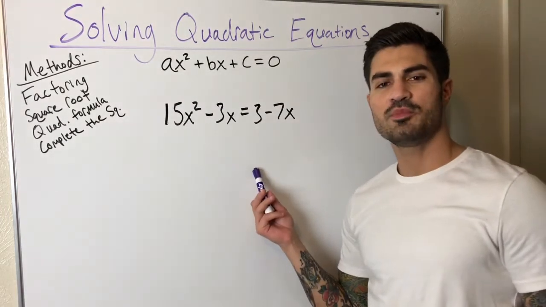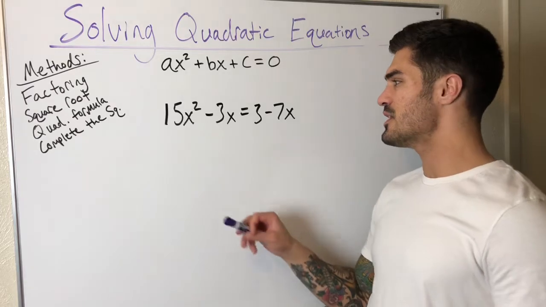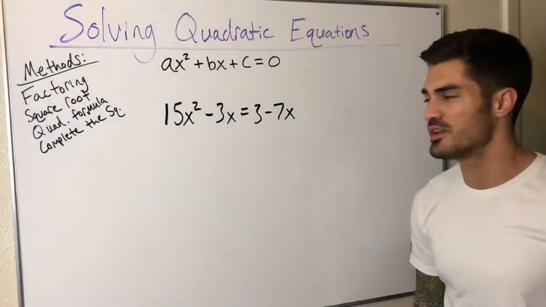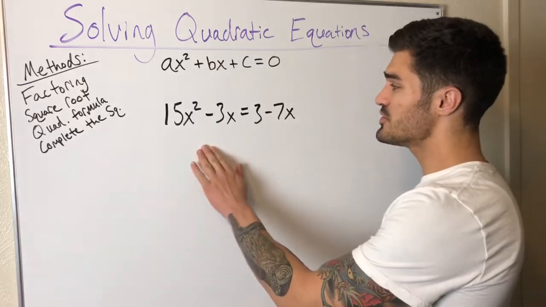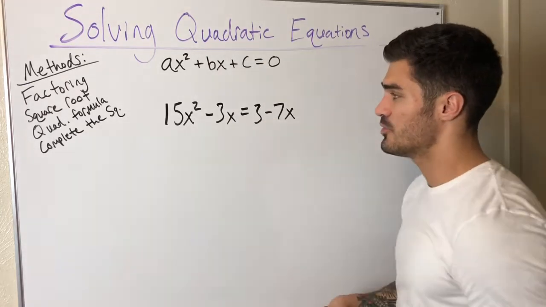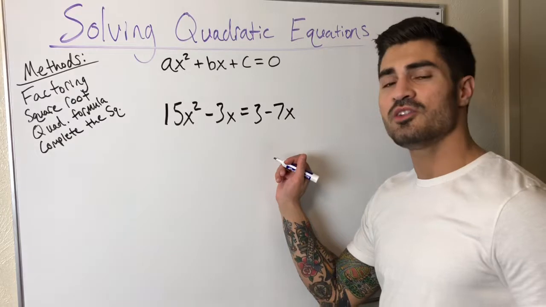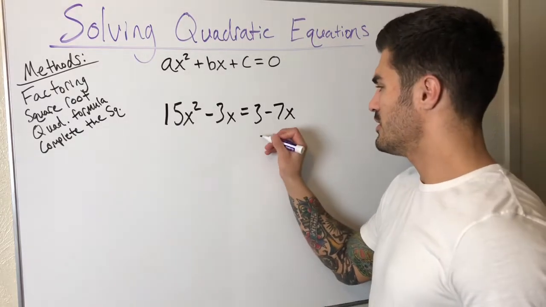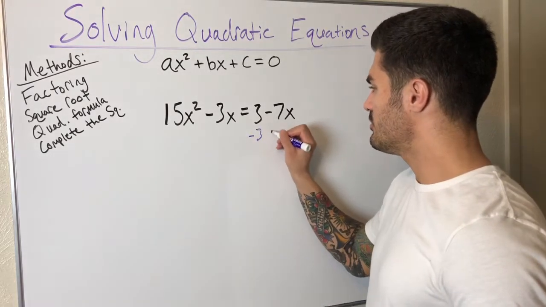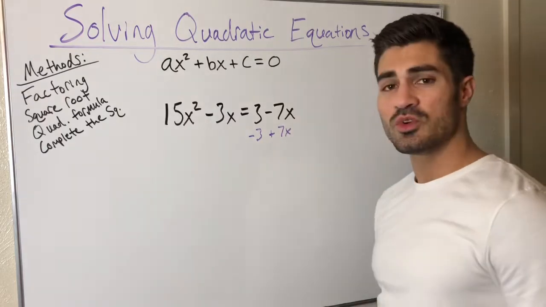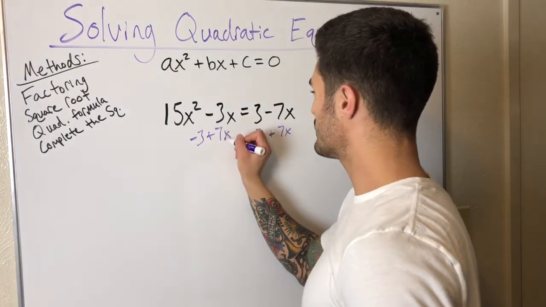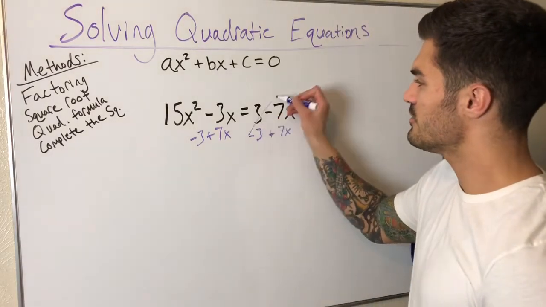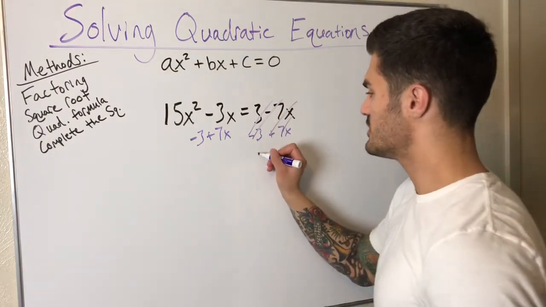All right, last example for this video, 15x squared minus 3x equals 3 minus 7x. So let's go ahead and get started. I'm going to subtract 3 from both sides, and I'm going to add 7x to both sides. Y'all think I can handle doing this in one step? If I do minus 3 plus 7x to both sides in one step, I think I can handle it. Minus 3 plus 7x, right? That gets rid of what I have here and leaves me with the 0.